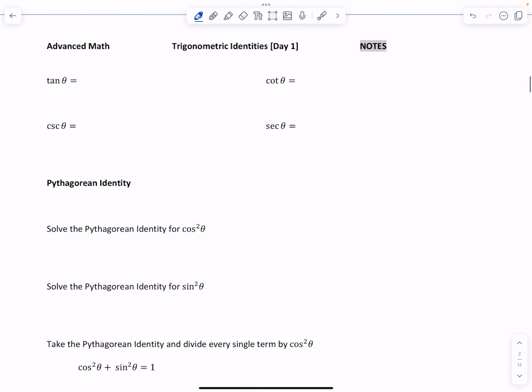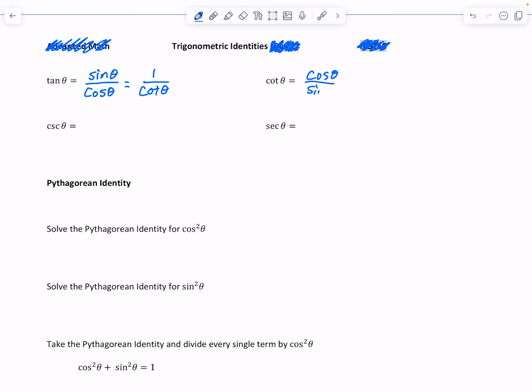Let's fill in a few reminding notes. Forgive me, these won't be on your notes. You'll have them blank. For tangent, we have a couple definitions that we can use. I can use sine over cosine, or I could even do 1 over cotangent, right? That's the reciprocal function. Cotangent is either cosine over sine, or we could call that 1 over tangent.